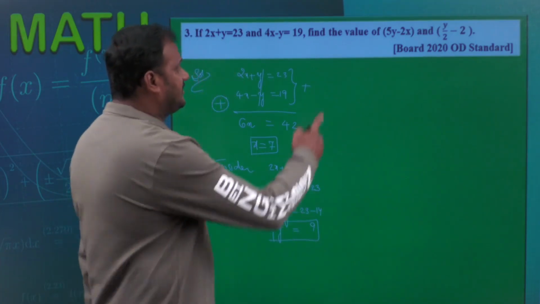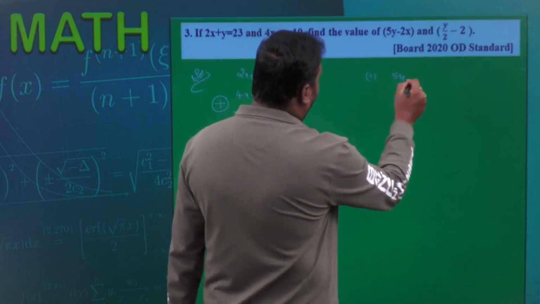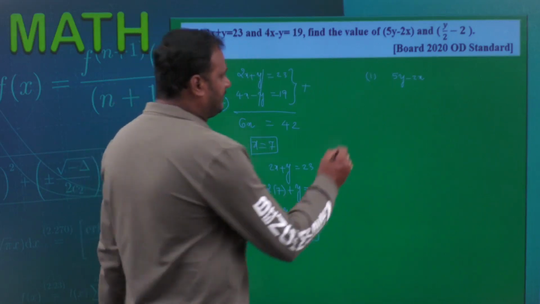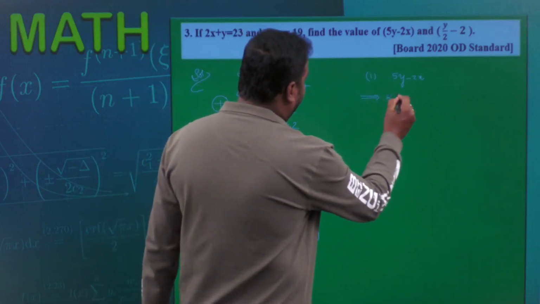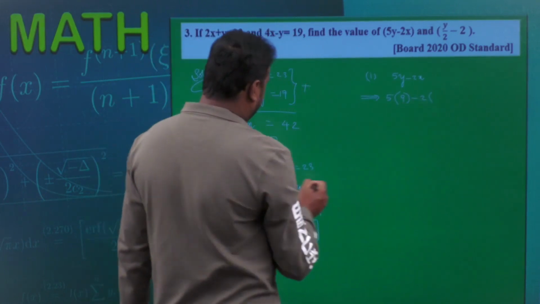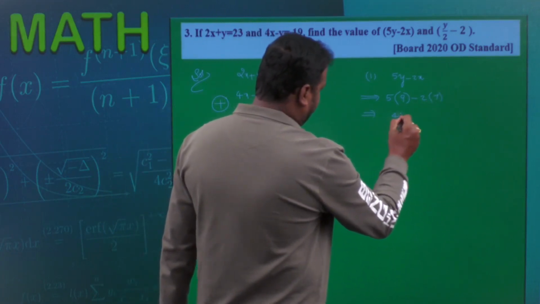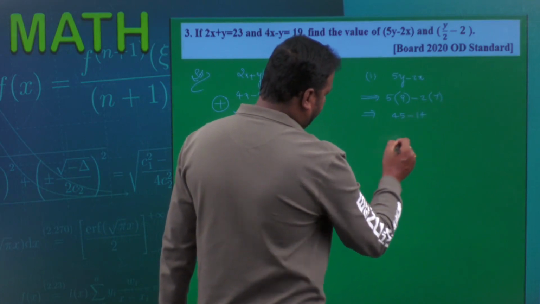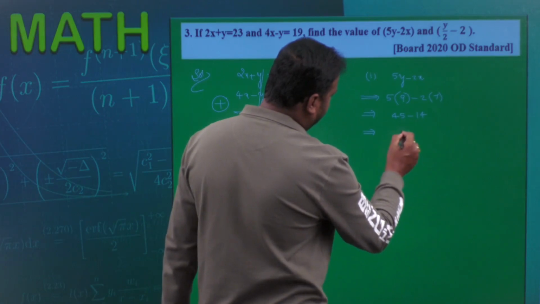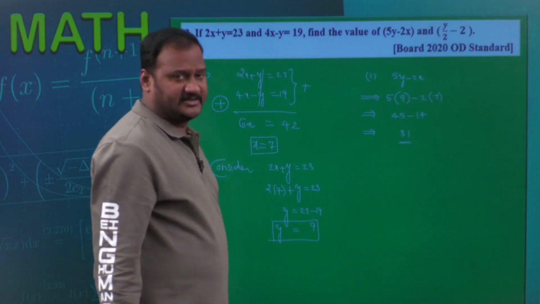Now what do you want? You need to find out the values of two things here. First one is 5y minus 2x. Substitute the values of x and y over there. Then you will get 5 times y, where y is equal to 9, minus 2 times x, where x is equal to 7. Right? So 5 9s are 45. 2 7s are 14. So finally the value is going to be 45 minus 14 equal to 31. This is the value of 5y minus 2x.